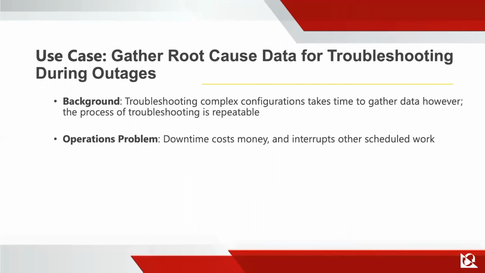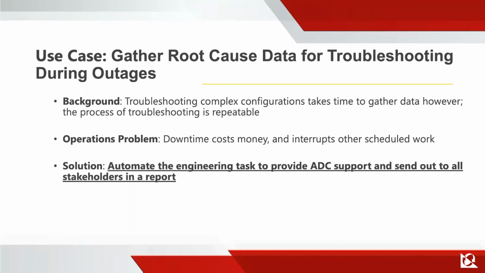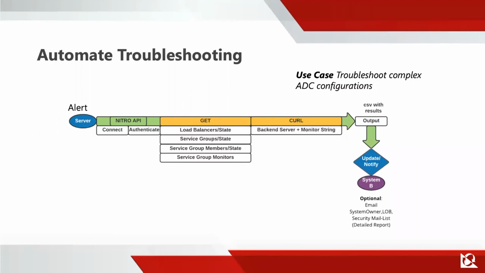Having to troubleshoot complex configurations cost money and interrupts other scheduled work. And the solution to it is to automate the task of the recon, so getting all of the information, the service group states, the backend server states, the LB vServer states, automate the collection of that, create a report, and then send it out to everybody. So again, with this demonstration, this is building blocks to automation.